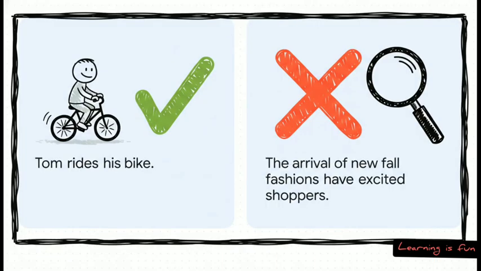Look at this. On the left, you've got the super basic rule we all learned in school. Singular subject, Tom, gets a singular verb, rides. Easy peasy. But then, you look at the sentence on the right. The arrival of new fall fashions have excited shoppers. It kind of sounds right, doesn't it? But it's wrong. Can you see why? This is exactly why we need to dig a little deeper.